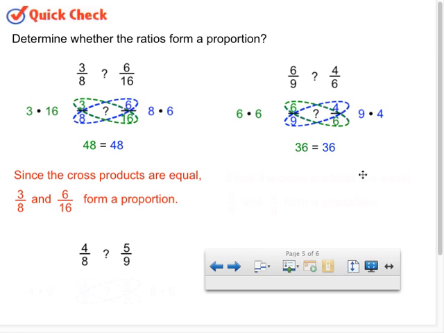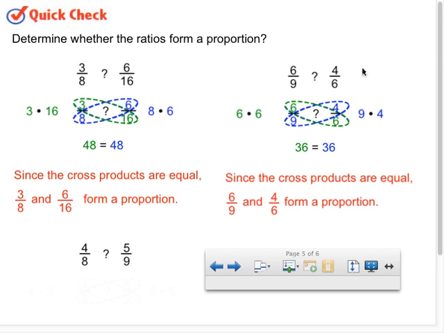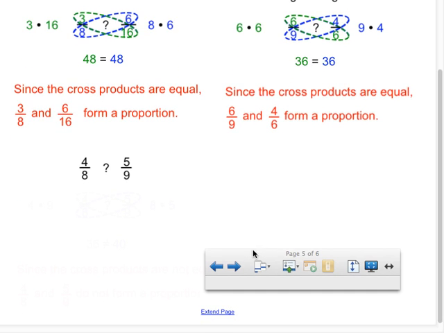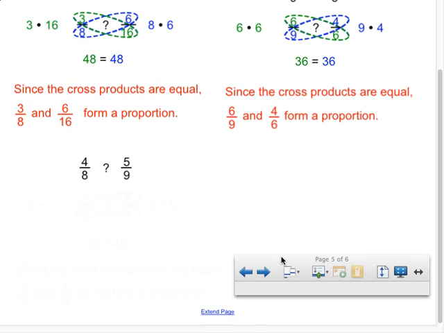Not that they're equal. Well, what else does it mean? What's the vocabulary word we're trying to learn today? Shh. If your name's not Fatima, I need you to keep quiet. So if the cross products are equal, what does that tell us about the two ratios? If the cross products are equal, the two ratios form a proportion. Okay? And who's got this last one? Somebody else I haven't heard from yet.